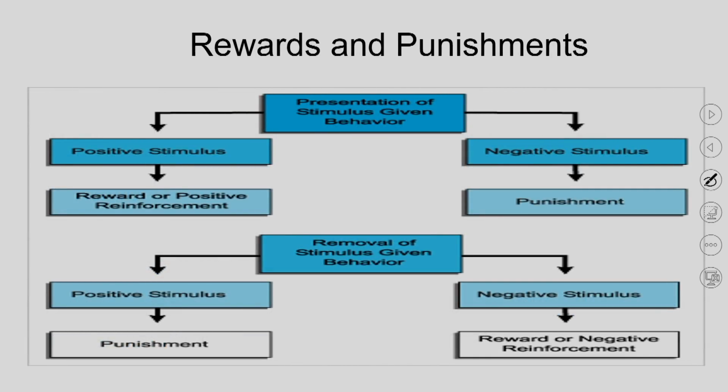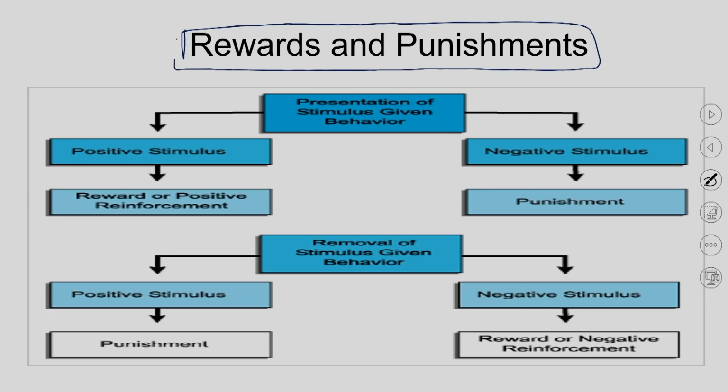Now, there are 4 kinds of outputs or consequences. As I said, rewards and punishments are consequences from operant conditioning. There are 2 kinds of rewards and 2 kinds of punishments. A particular behavior leads to a particular kind of response, and I am going to explain the relation between them to you.